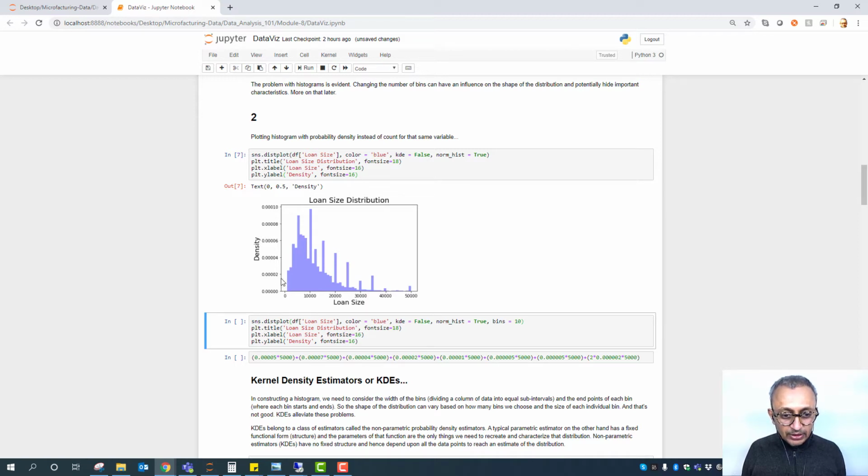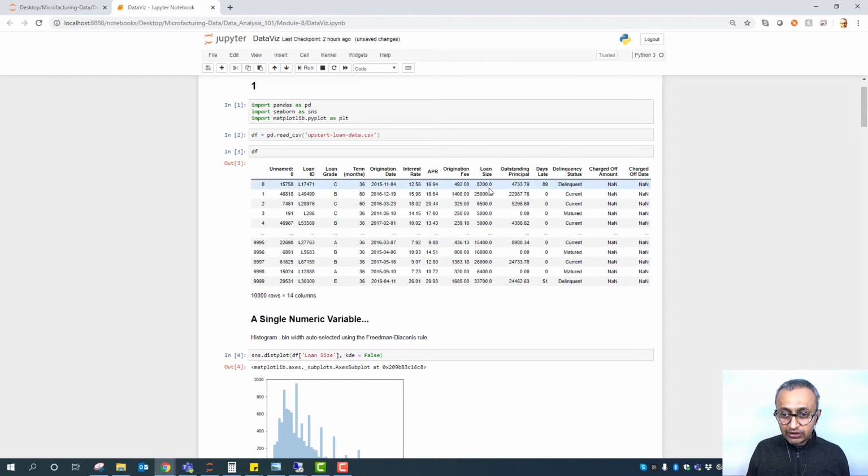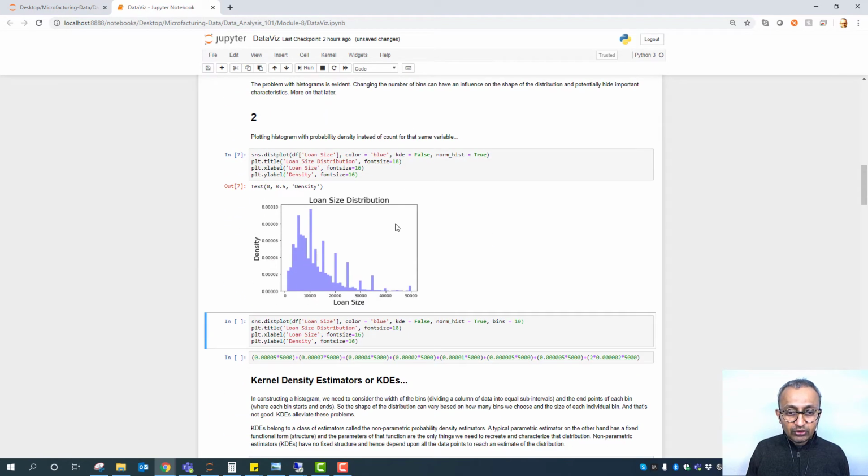to 1. So this level multiplied by this bar, the range of this thing, plus this level multiplied by this range, plus this level multiplied by that range, and so on. If you sum it all up, it's going to give you 1, which is 100%. So what this tells us is what percent of the total data in that loan size column is going to fall in that range, and in that range, and so on, right?